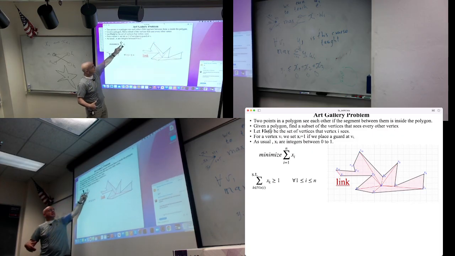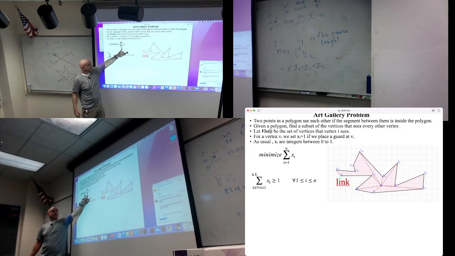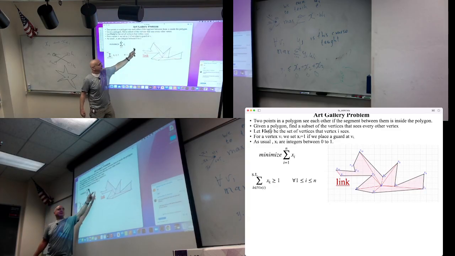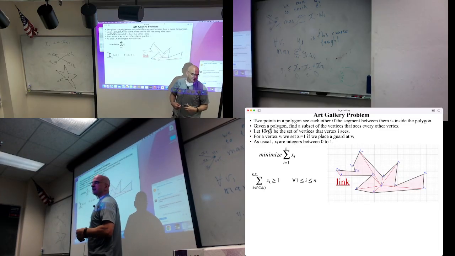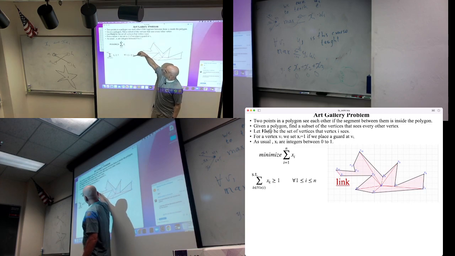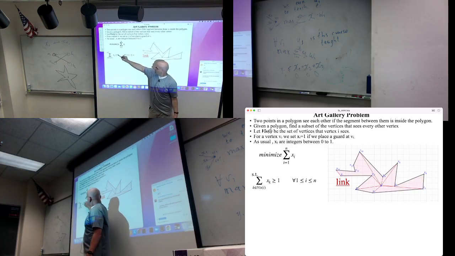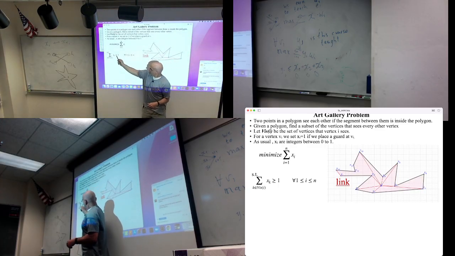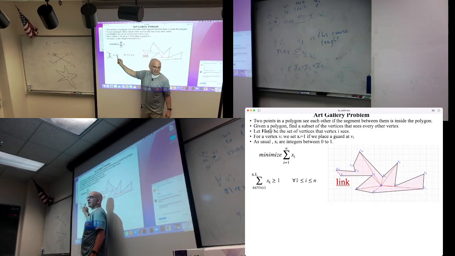I want to place as few cameras as possible. So sigma of xi, namely running over the vertices and asking for each one, are you in the guarding set or not, should be as small as possible. What's my constraint? As before, xi should be between 0 and 1, an integer, making it a Boolean one. And what does this constraint mean? The sum of xk, where k belongs to the visibility of i, should be larger or equal than 1.